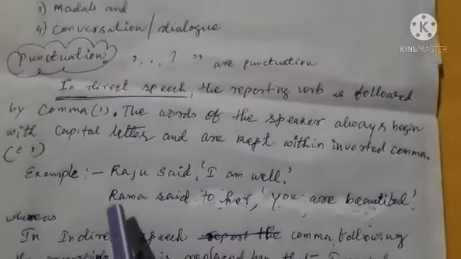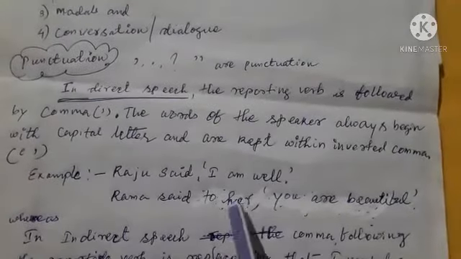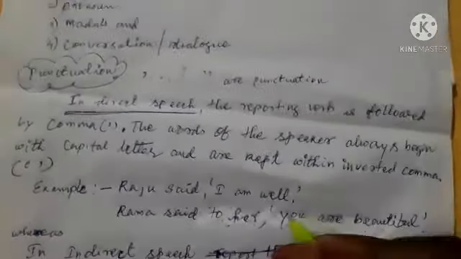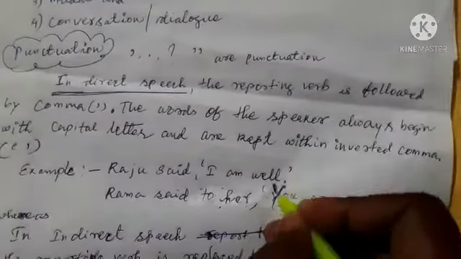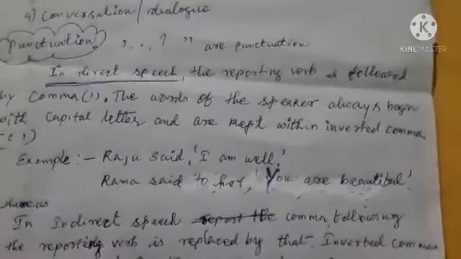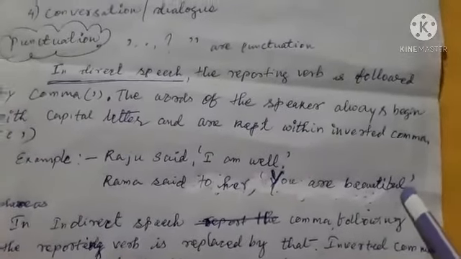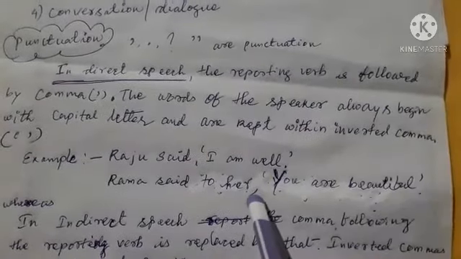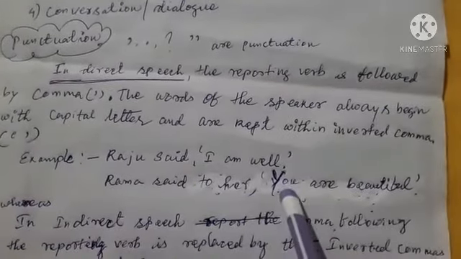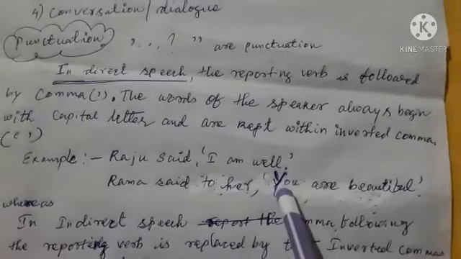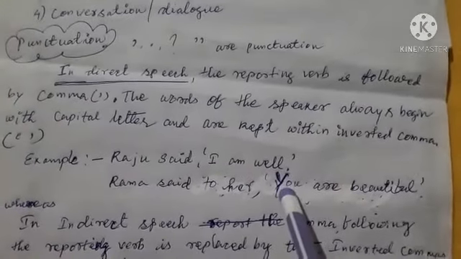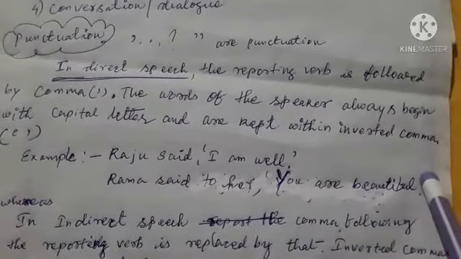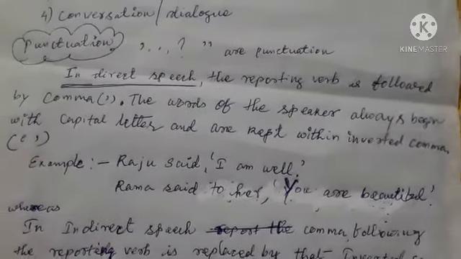Okay. Let us see one more example. Rama said to her, "You are beautiful." So here the reporting verb Rama said to her is followed by a comma and the reported speech always begins with a capital letter and is kept within inverted commas, right?